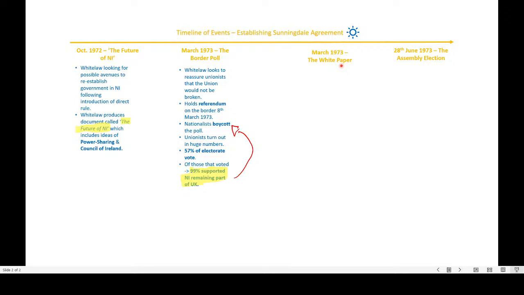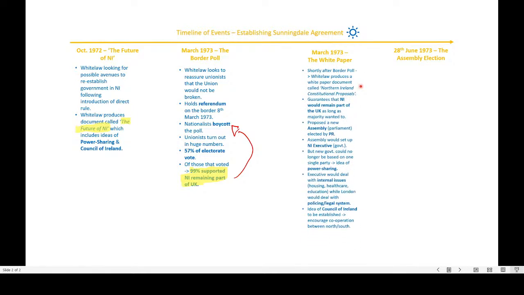So shortly after this border poll, Whitelaw essentially produces this paper, which became known as the White Paper. It was essentially a document called Northern Ireland's Constitutional Proposals. So this document guaranteed that Northern Ireland would remain part of the UK as long as the majority wanted to do so. And Whitelaw had essentially just appealed to Unionists in this regard, showing the majority wanted to remain as part of the UK, and that was always going to be the case.